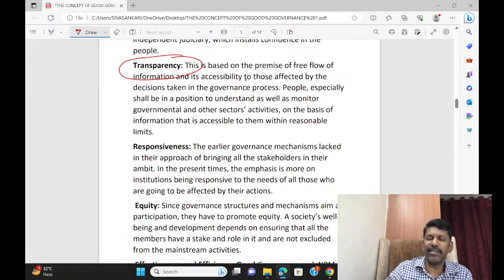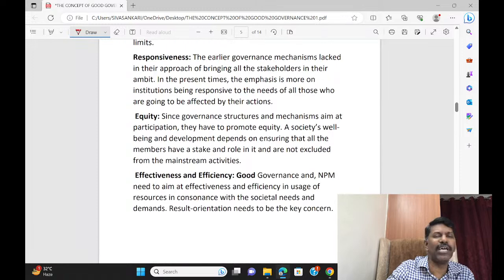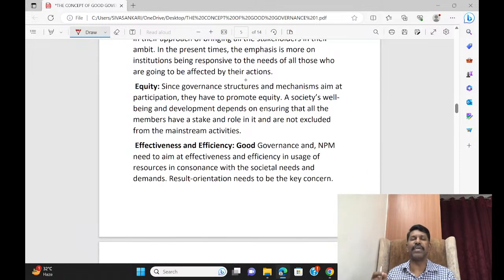And another important thing is that we are able to achieve equality. Good governance is an idea that aims at participation. Through participation, it wants to achieve equity, whether social, economic or political, among the people. On that basis, it wants to enforce, enhance and strengthen the mechanism of development-oriented ideologies.